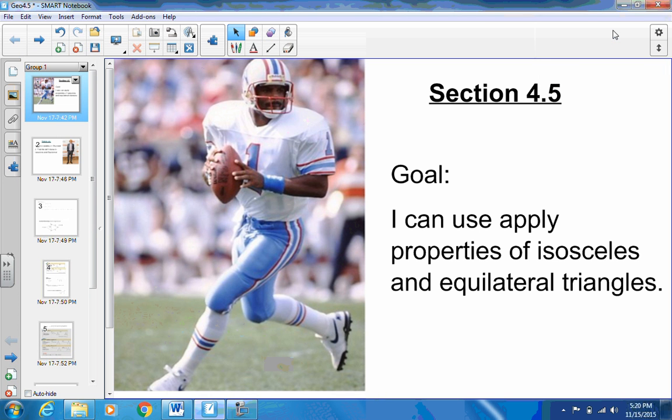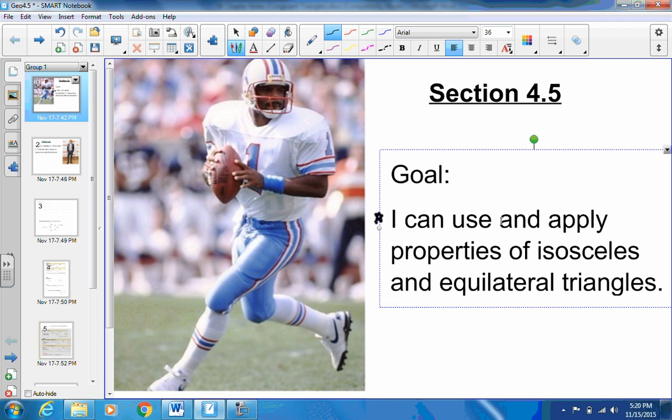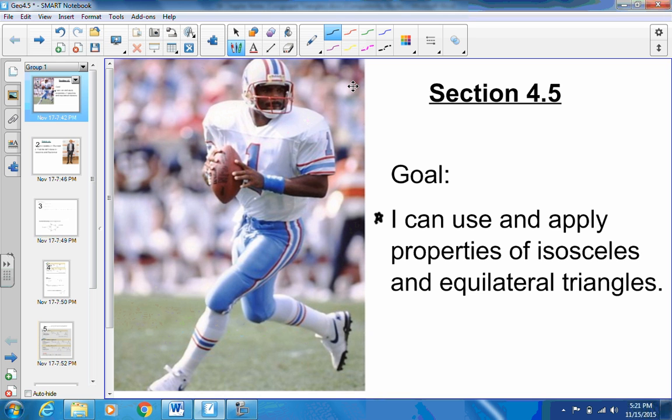So, chapter 4, section 5, continuing the chapter about congruent triangles. And today, your goal that you can write down is dealing with isosceles and equilateral triangles. So we're going to use and apply different properties of isosceles triangles and different properties of equilateral triangles, and how we can fit that into the overall theme of congruent triangles for this chapter. All right, so make sure you have that written down in your goal sheet, please.